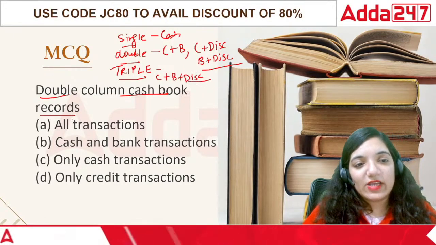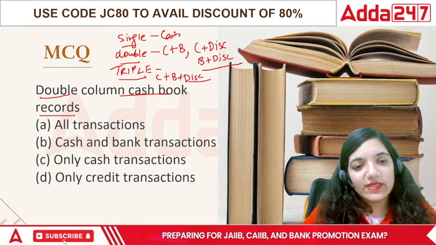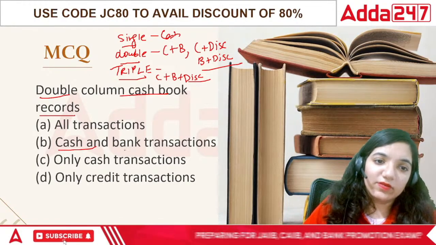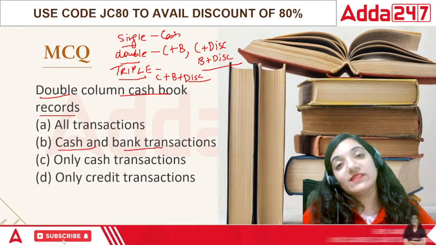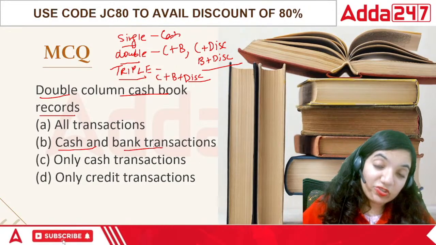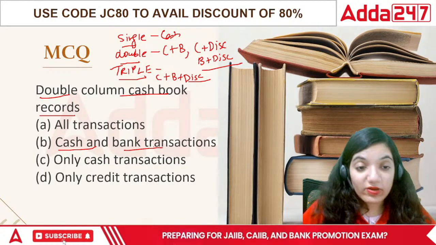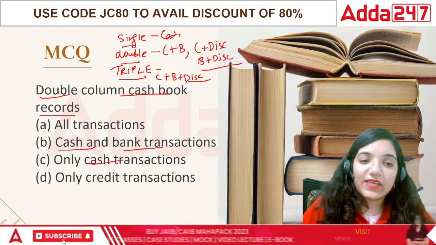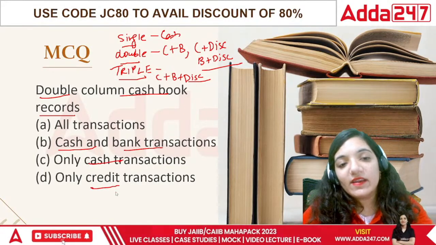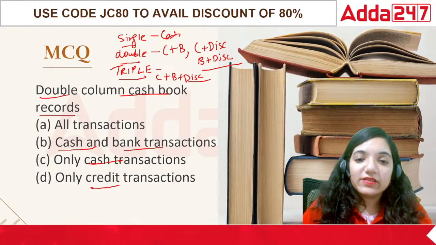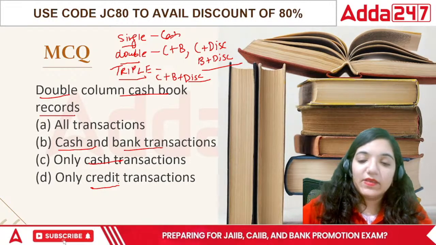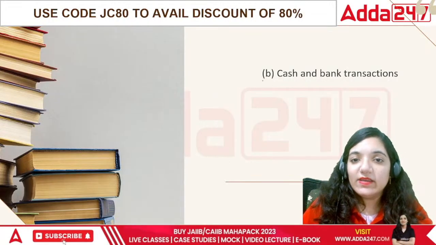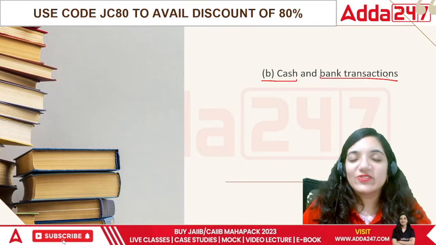So the double column cash book records what? It records cash and bank both. It doesn't record all the transactions. The transactions which are of credit nature are not recorded here. It records only cash or only credit, so we can take it up, but cash and bank is an answer which is more near to the reality. So in this case, the correct answer would be cash and bank transactions.